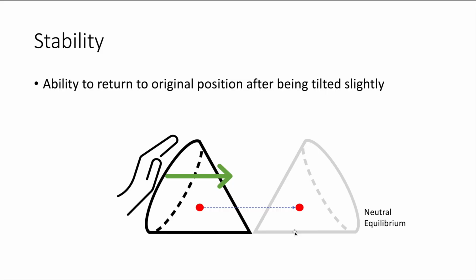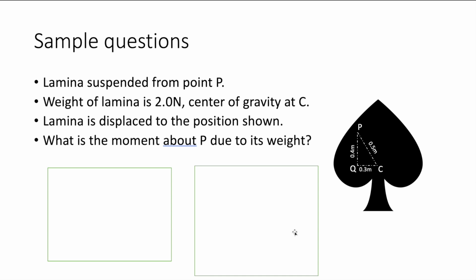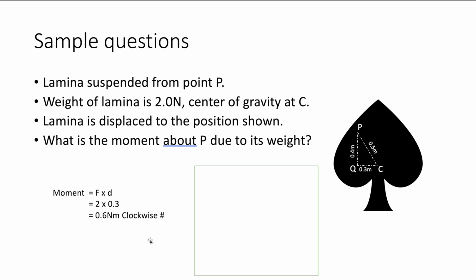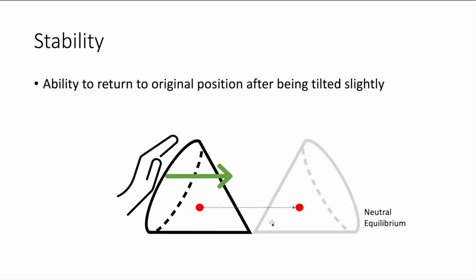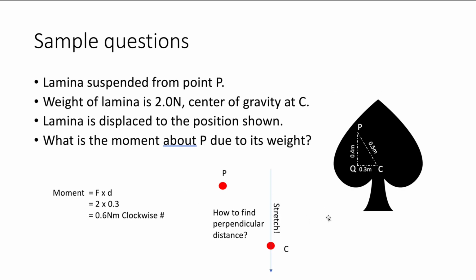A lamina, which is a card or flat surface, is suspended at point P. The weight is 2 Newton, center of gravity at C, and these are the dimensions given. What is the moment about P? The answer would be this, because you have to find force times perpendicular distance, not just any distance, so it has to be perpendicular, and we have to use this value instead. So you multiply by the 2 Newton, you get 0.6 Newton meter clockwise.